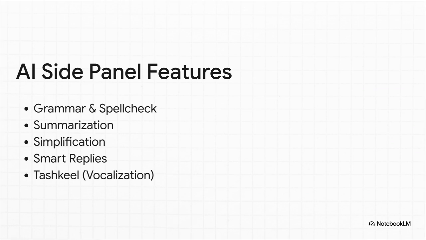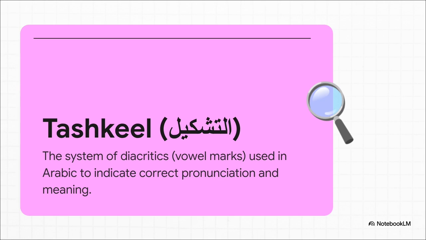But what if you need more than just a formatting fix? Well, that's where the AI side panel comes into play, and this is where the real power is. With this, you can do a deep grammar and spelling check, you can summarize a long, dense article, or simplify really complex text. It can even help you generate smart replies for your emails and, get this, add full tashkil to your text. Now, for anyone who might not be familiar with that term, tashkil are those little vowel marks that you see above and below the letters in Arabic. They're absolutely crucial for proper pronunciation and making sure the meaning is clear, especially in more formal or educational writing. And Muabir can add them all for you with just one click.